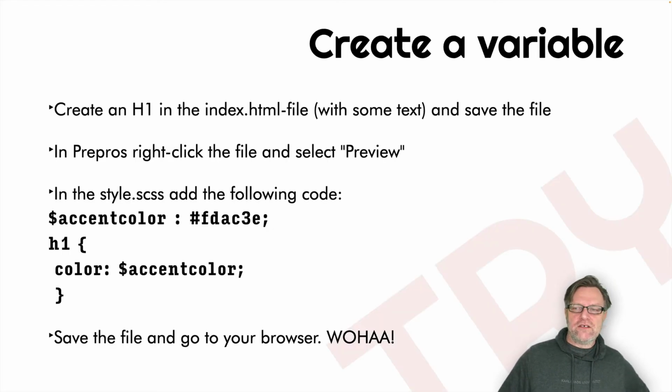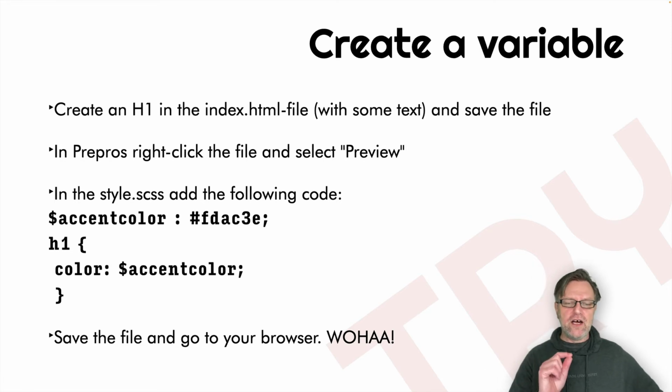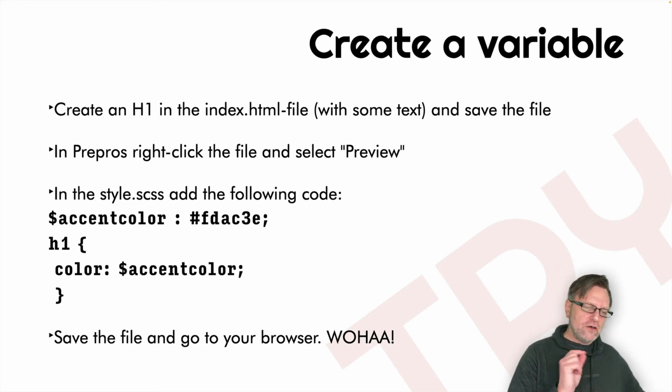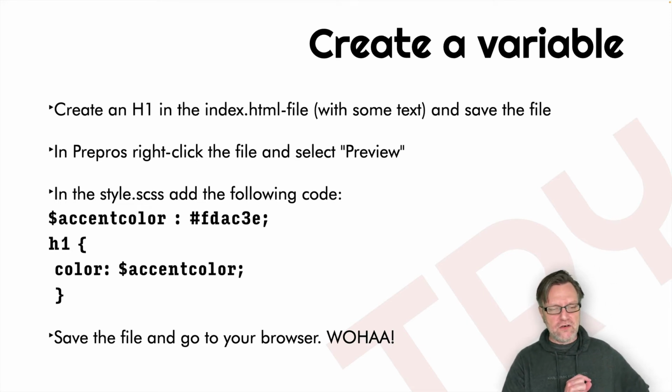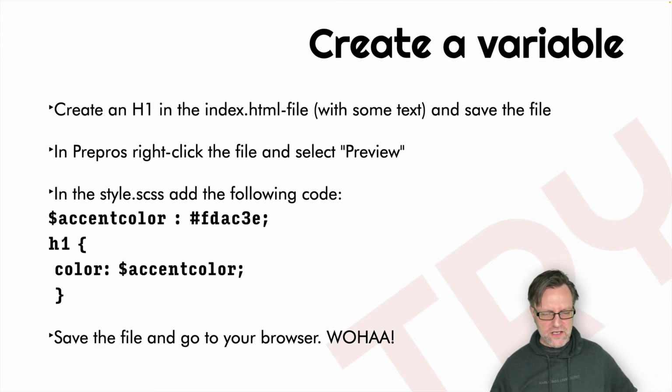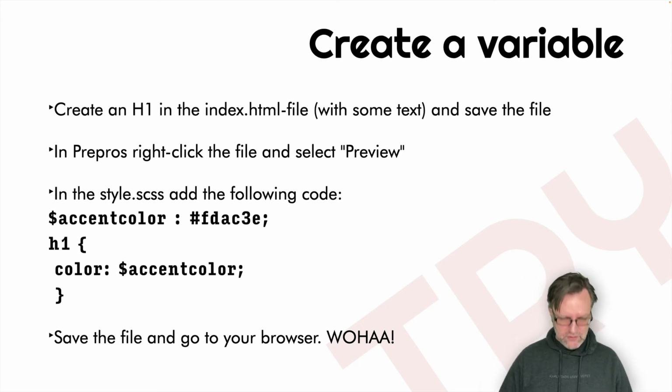So let's try to create a variable and to have something to style. Well, then we start by adding an h1 with some text. And then if you have selected the file and selected preview in Prepros, then ensure that you do that so you have that up and running in at least one browser. Then go to the style.css and add the accent color, and then set the h1 to use that accent color. And then when you save the file, you will start to see the magic by using an application like Prepros. So let's do this.